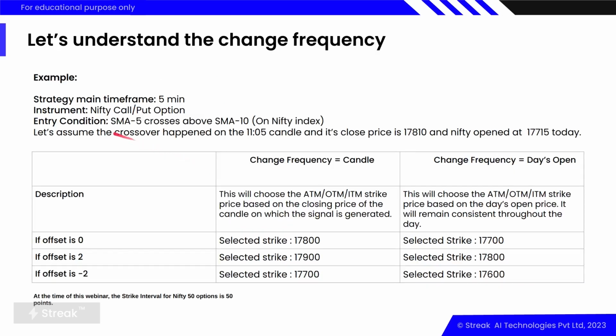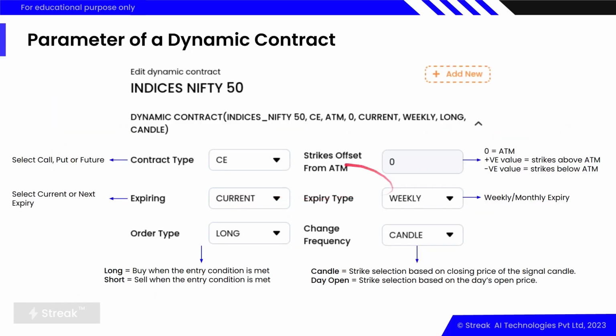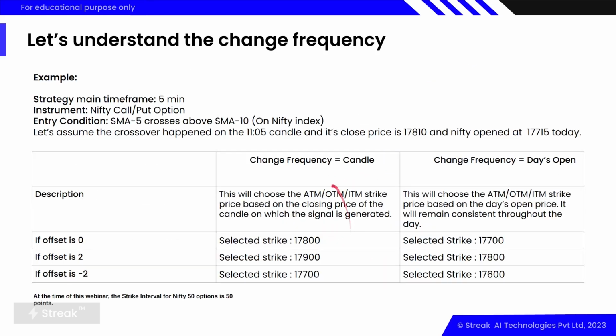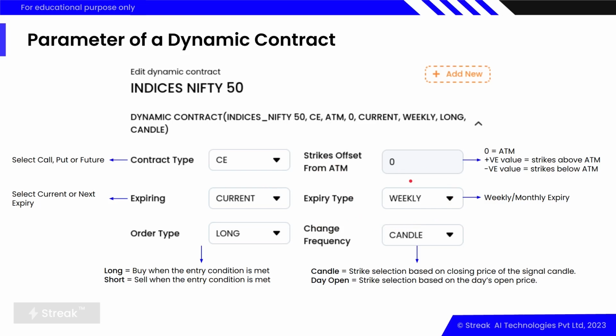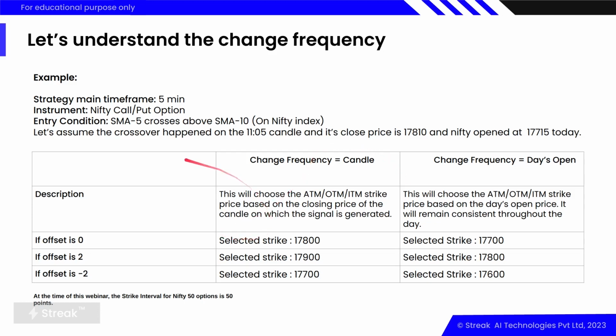So let us move ahead. Here we'll take an example and try to understand how strike, offset from at the money, and change frequency influence each other, or what are the differences between different options, or if I feed in different options over here, what is going to be the impact on my strike selection.